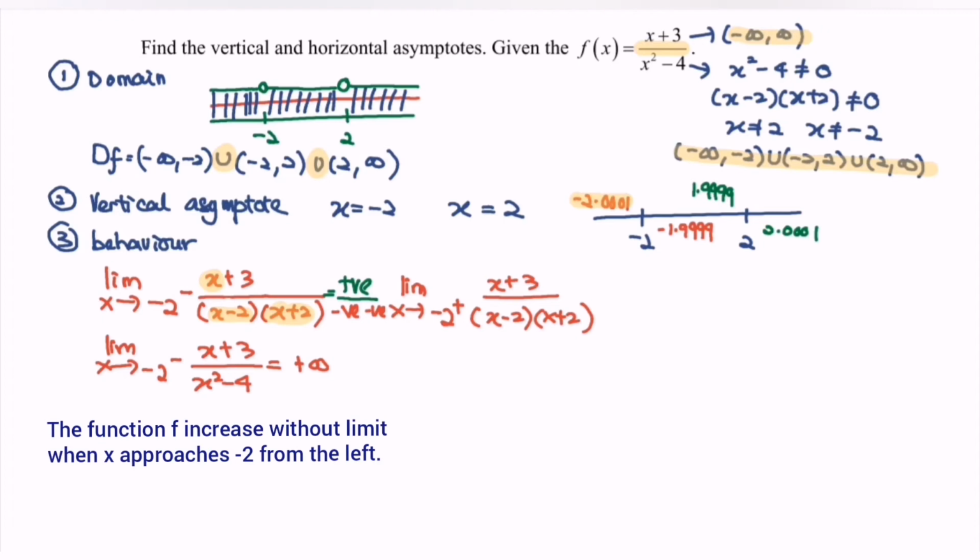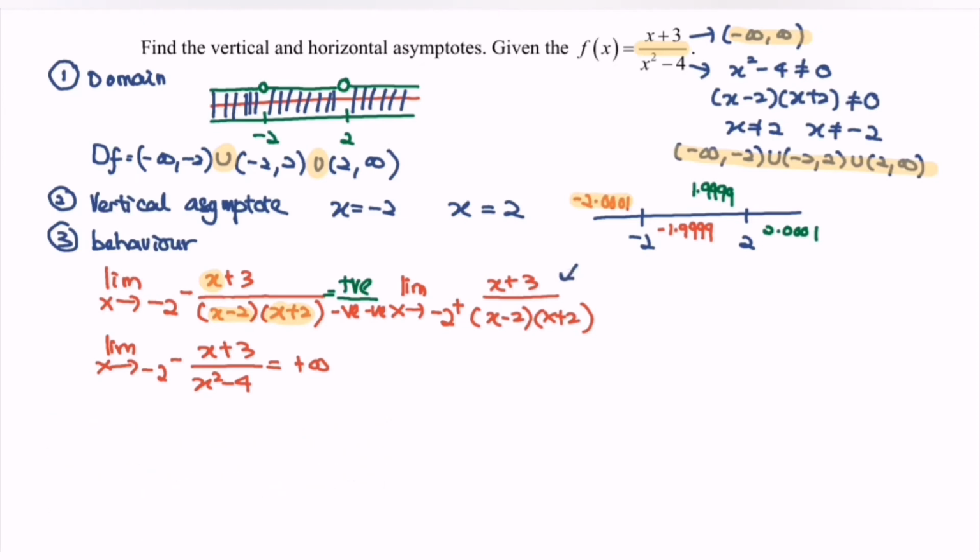Next part, we are going to focus on this part. If we substitute the value negative 1.9999 into this part, we will have a positive value for the numerator. Then let's have a look at this part; again, we will have another negative value.